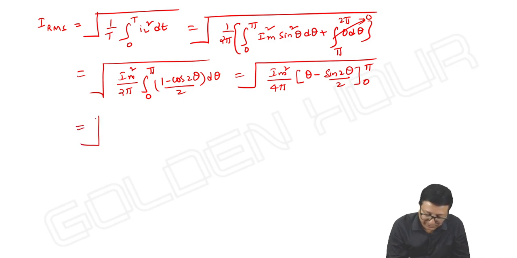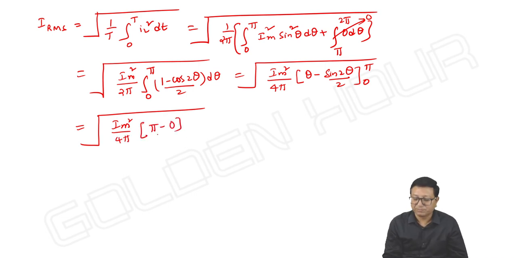So what do we get here? It is Im square by 4 pi into pi minus 0. Sin 2 pi is 0 minus sin 0 is 0. So final here the result is 0. So what is the final answer? It is Im by 2, IRMS, the RMS value of the current. It is Im by 2. It is not Im by root 2. If it is a pure sine wave, then the RMS value of the current might be Im by root 2. It is not a pure sine wave, it is a half sine wave. Okay.